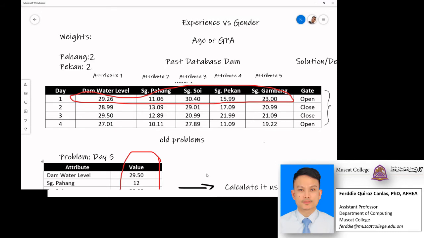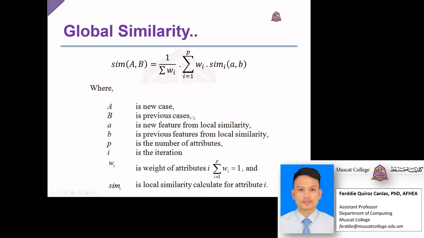So it means that when we go with the comparison, we have to look at the weights. Okay? This is very important, the weights. And also the formula: we have to multiply 1 over the weights by the summation. We're going to add all the similarities multiplied by the weight of each attribute of A and B, the similarities we computed earlier.